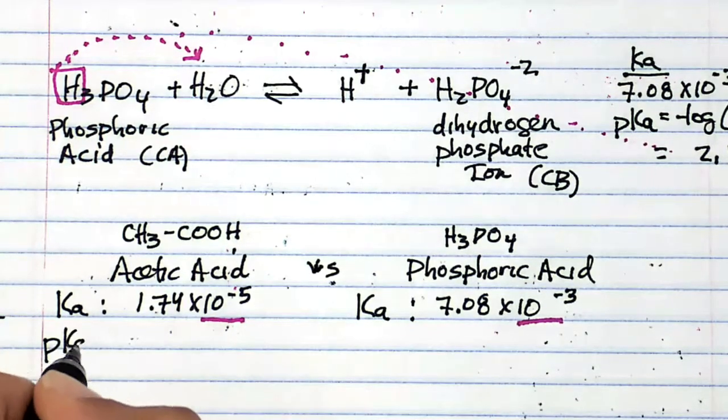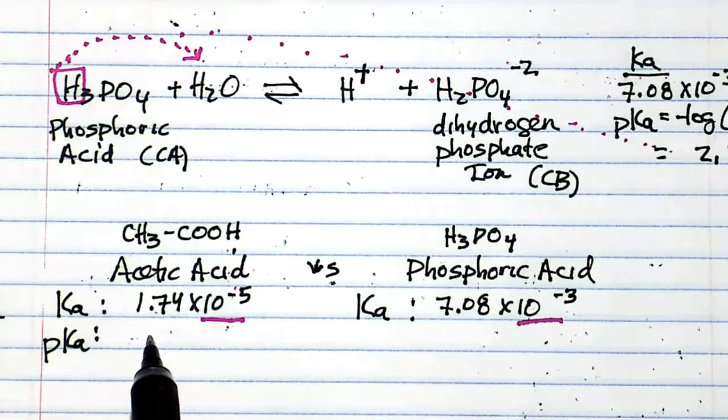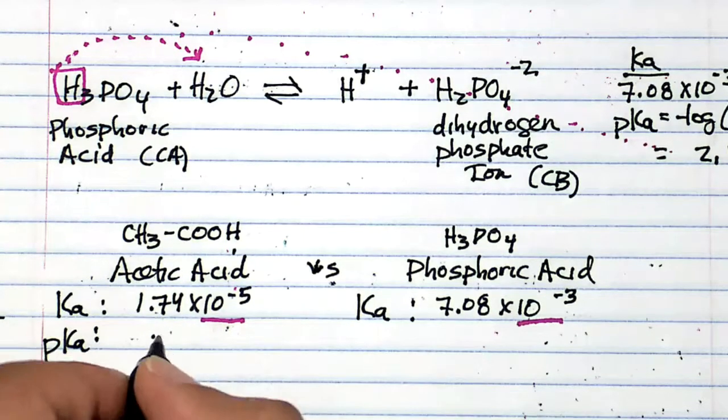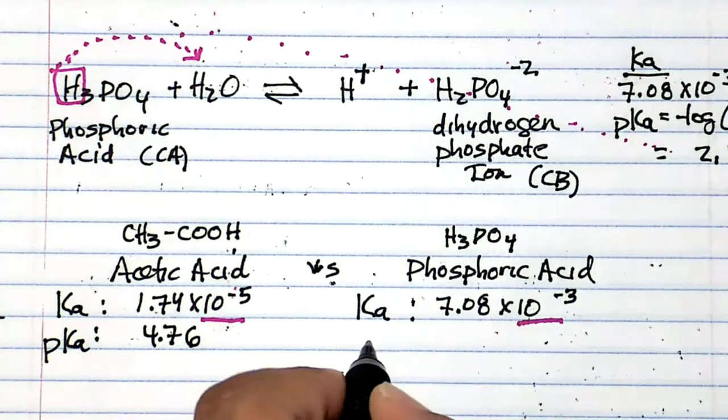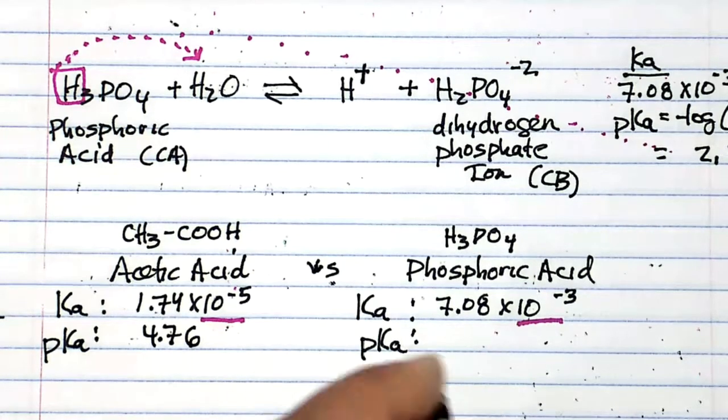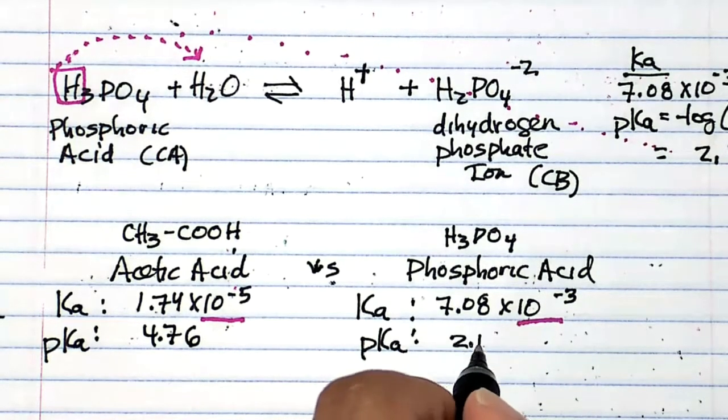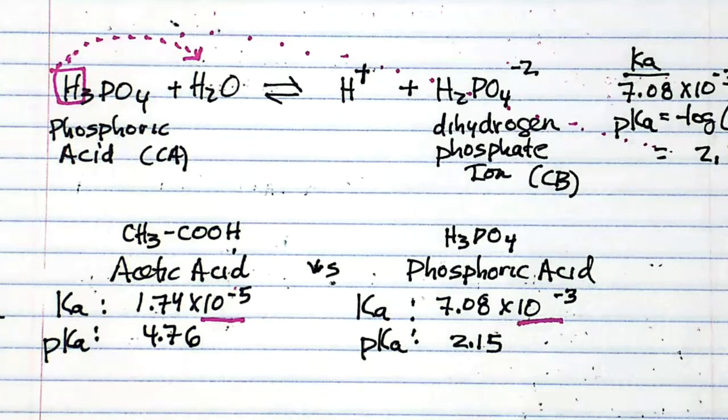So what is the pKa? The pKa is minus the log of 1.74 times 10 to the minus 5, which I believe was 4.76. And the pKa here was 2.15. All right. So what is the relationship between Ka and pKa and acidity? We already know this is a better acid because the magnitude of Ka is much larger than this. 10 to the minus 3 is much greater than 10 to the minus 5.